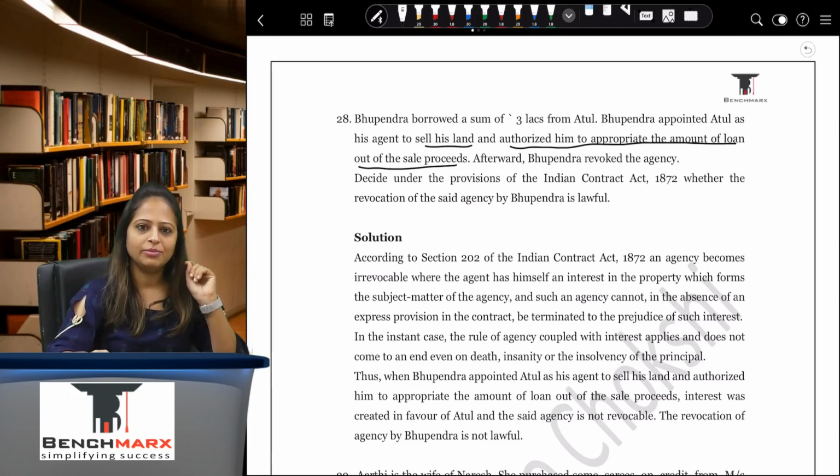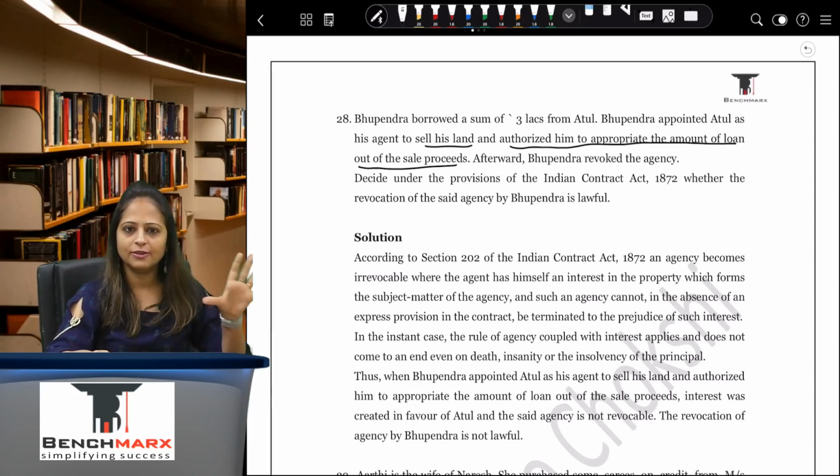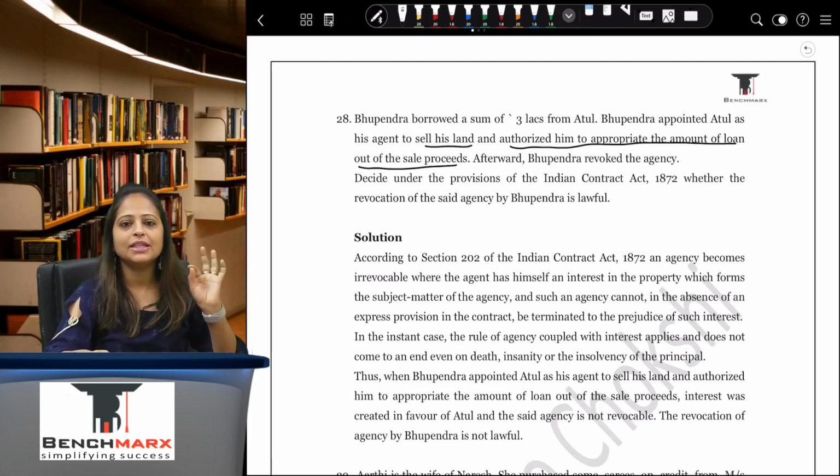So, we have to remember this is a very important concept which can be asked in your examination, the concept of irrevocable agency. Agency can be revoked. There are different circumstances under which the agency can be revoked, but there is only one condition where the agency becomes irrevocable. What is that condition? That condition is where the transaction is such that it makes the agent interested in the matter, in the contract of agency, then in that case the agency cannot be revoked.